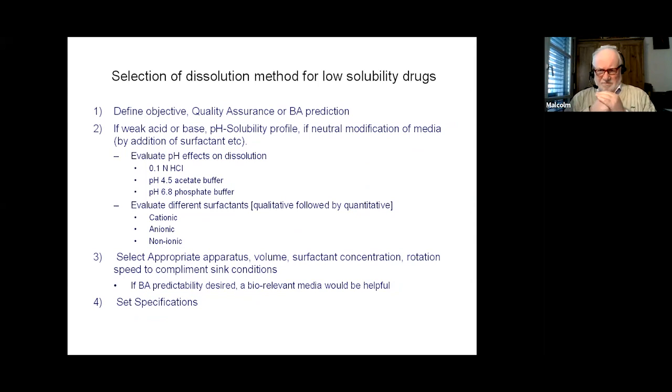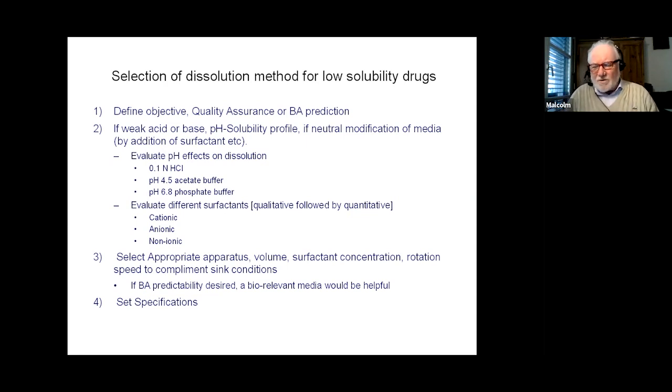If we're going to be looking at low solubility drugs, what is our objective? The objective is twofold, as usual. We're looking at it from a quality control, quality assurance perspective, which, as I explained yesterday, really means reproducibility batch to batch. And that's relatively easy. Or for being a prediction of bioavailability.